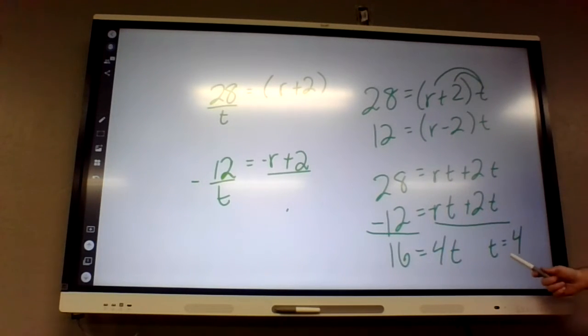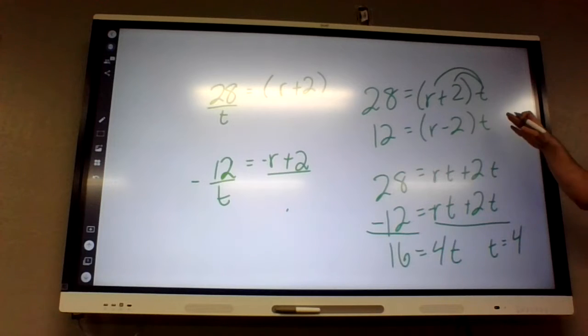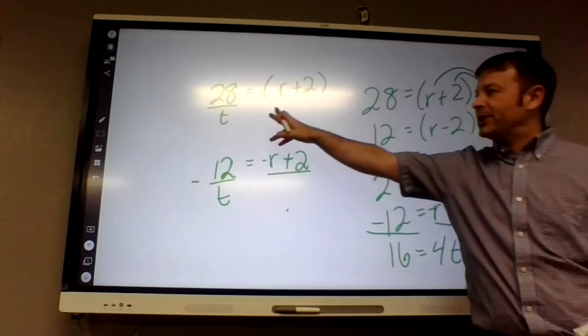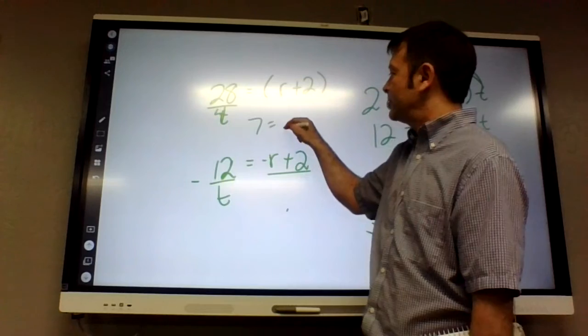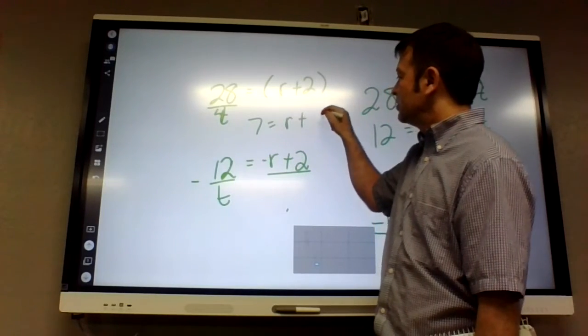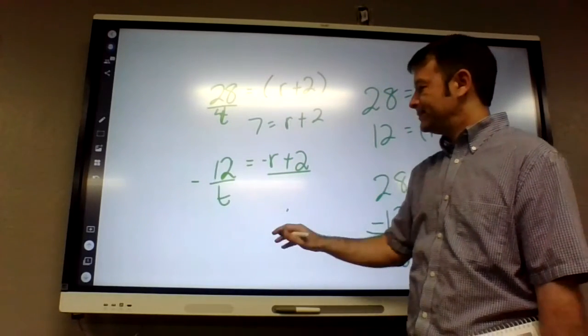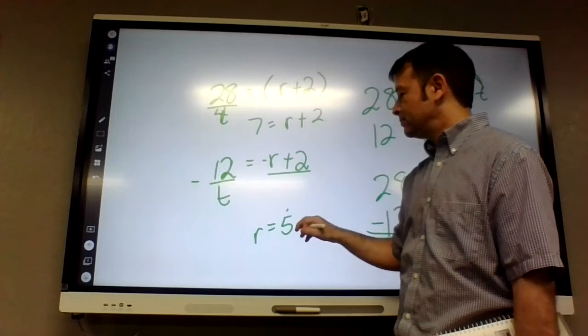I got the time is 4 hours. The rate, on the other hand, we'll have to plug the time in to find the rate. If this is a 4, you can divide by 4, kind of like I did over here. Divide by 4 on both sides, you get 7 equals R plus 2. So R is 5.